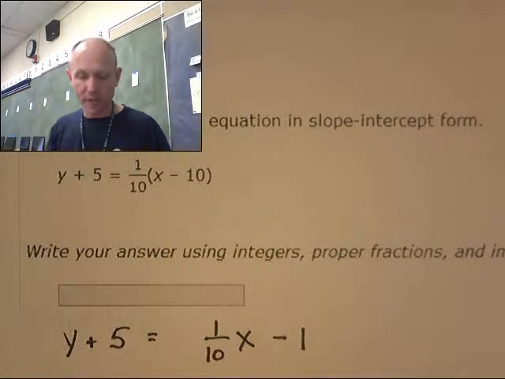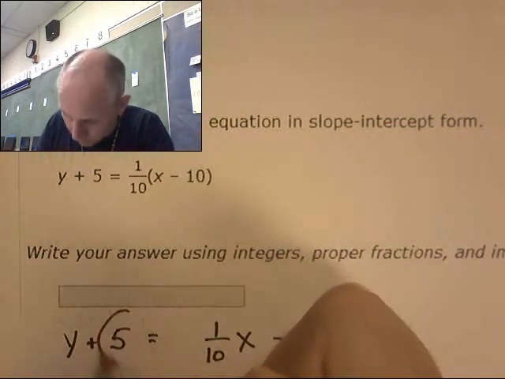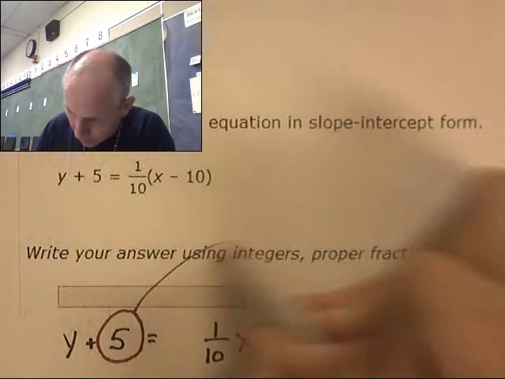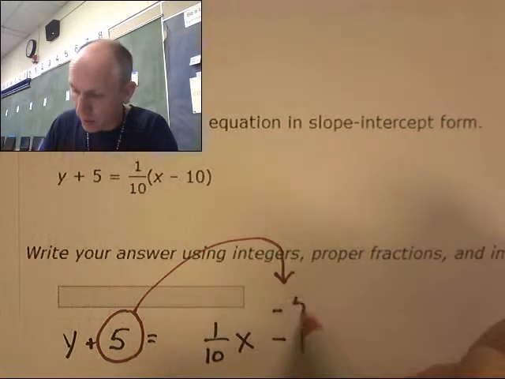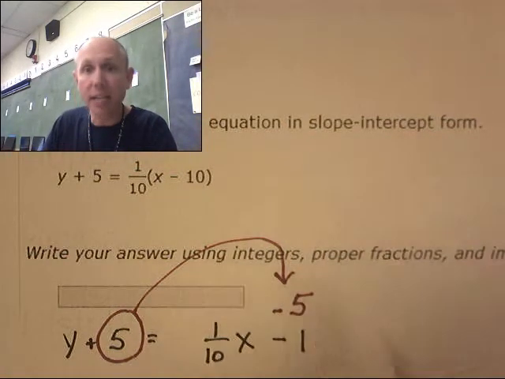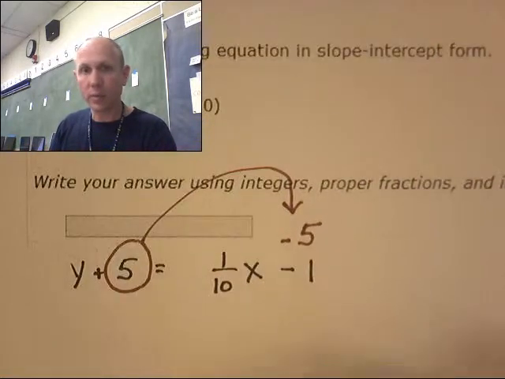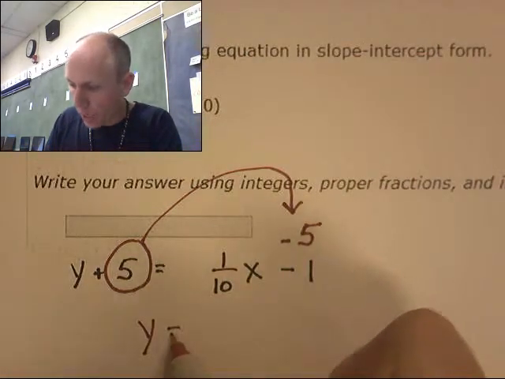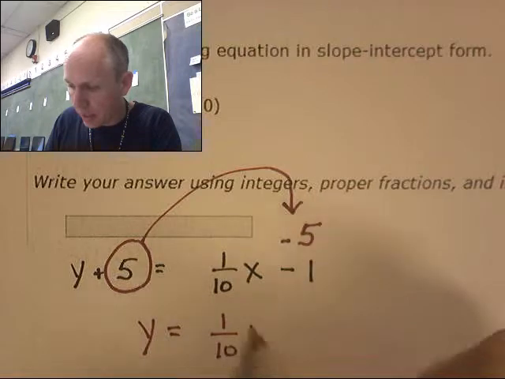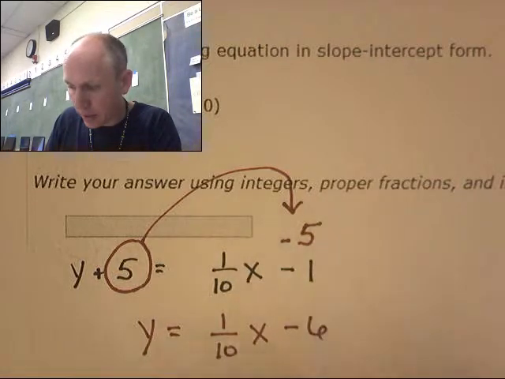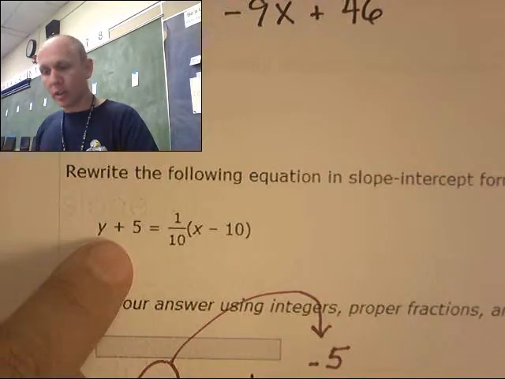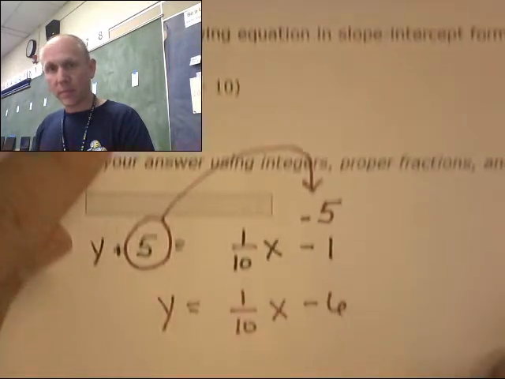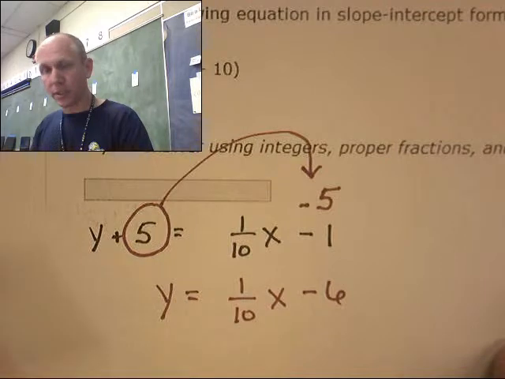Let's pick up those 5 air bubbles. Drop them on the other side on top of the other air bubbles. They hit their head and they become a negative. And now what am I left with? y equals 1/10 x minus 6. So we started in this form and we forced it over into this form. This is slope-intercept form.